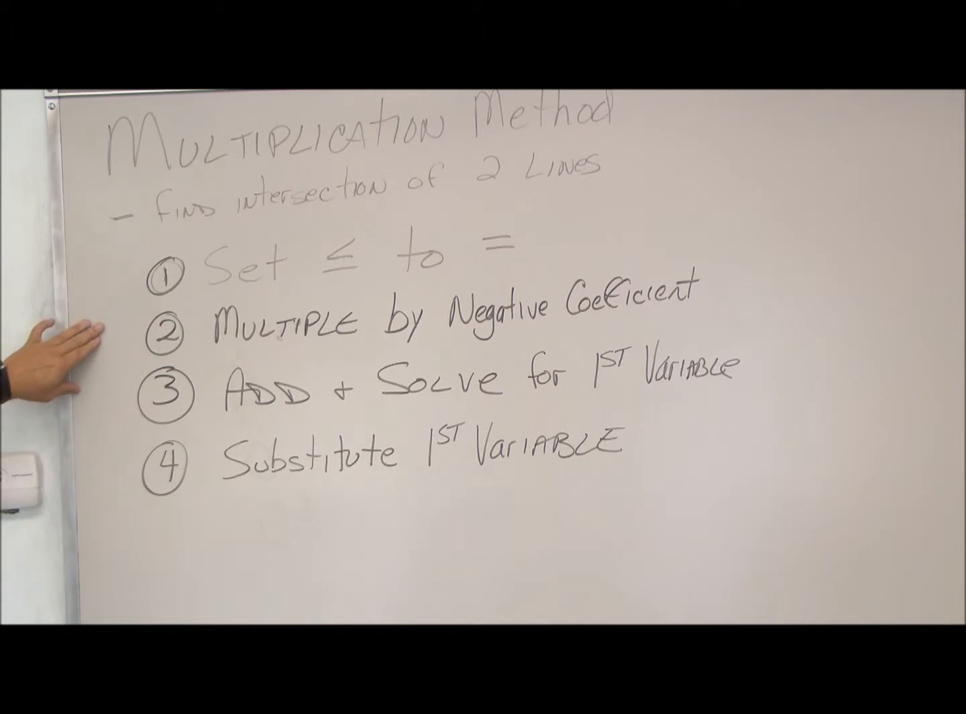Multiply by the negative of the coefficient. Then we add the two lines together and solve for the first variable. We substitute the first variable into one of the equations and solve for the second variable.